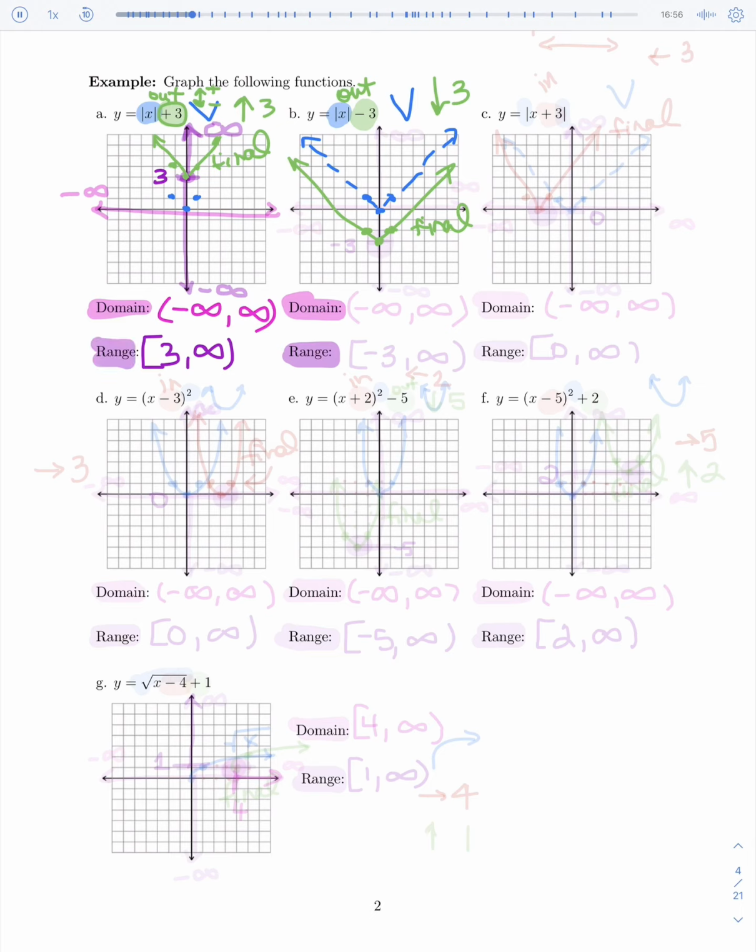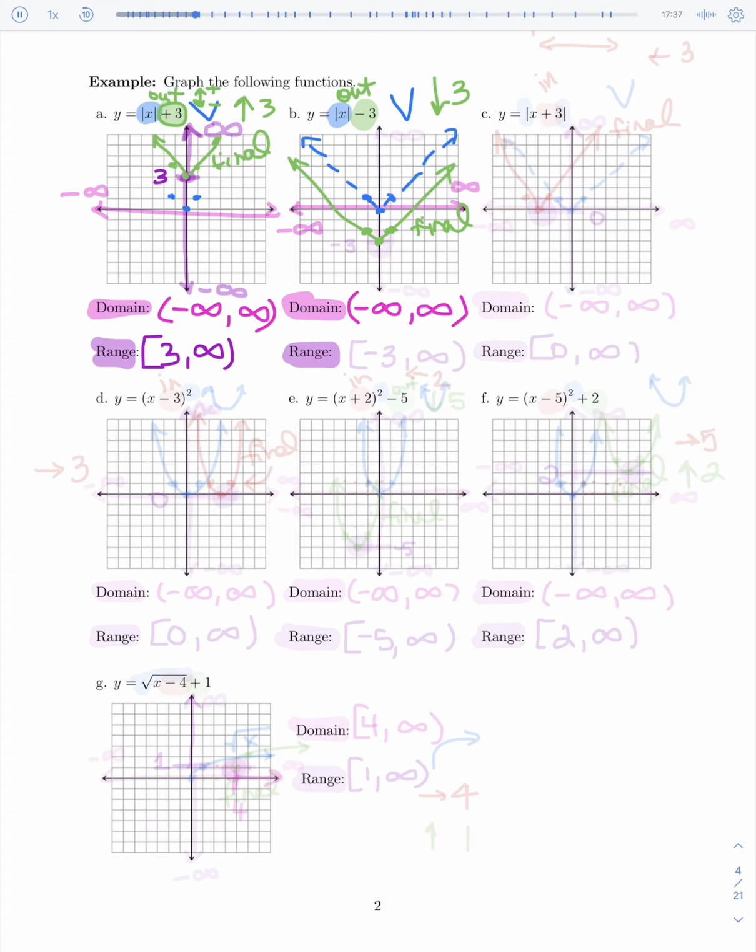So let's talk about our domain first. Our domain is reading along the x-axis, starting at the smallest values, the negative infinity, and working towards the largest, towards the right, the positive infinity. And what you'll notice, working from left to right, is our graph continues along in both directions forever, on the left side and the right side. So that means our domain is going to be negative infinity to positive infinity. Just like always, infinities always need parentheses around them. So that's going to be our domain, negative infinity to positive infinity, where both have parentheses.